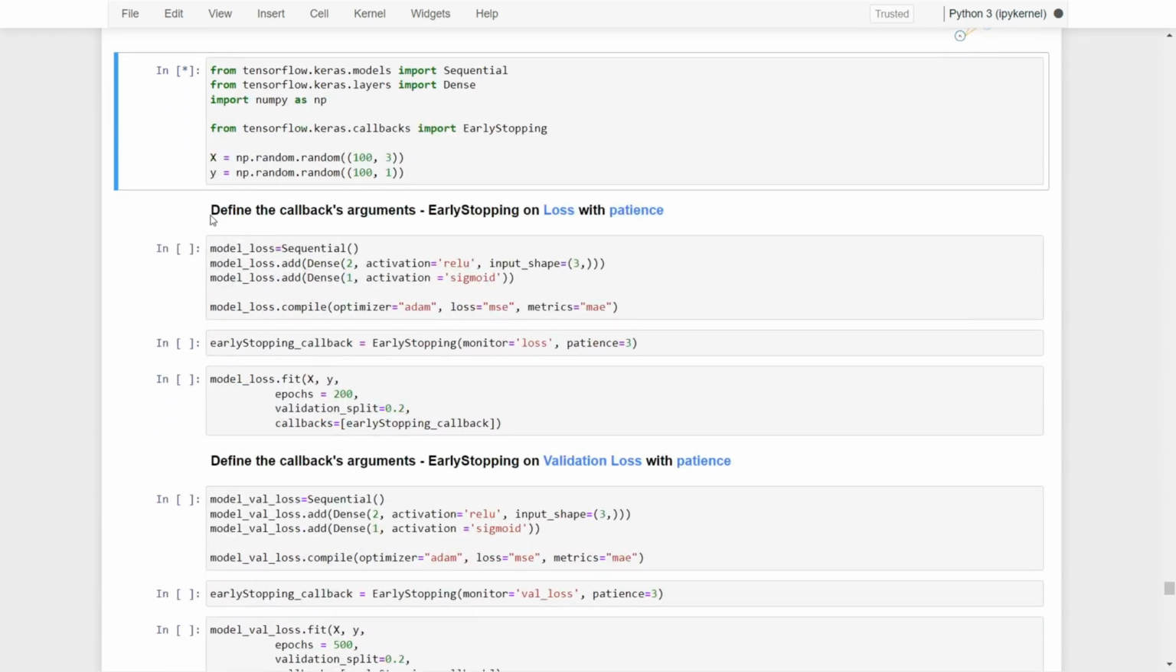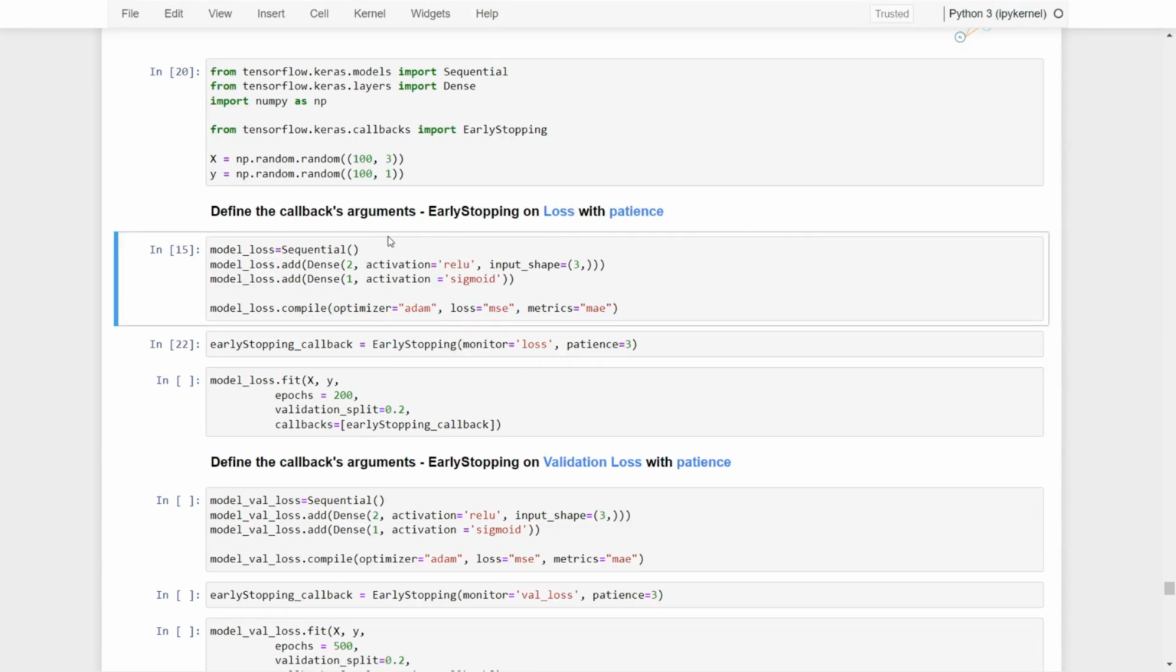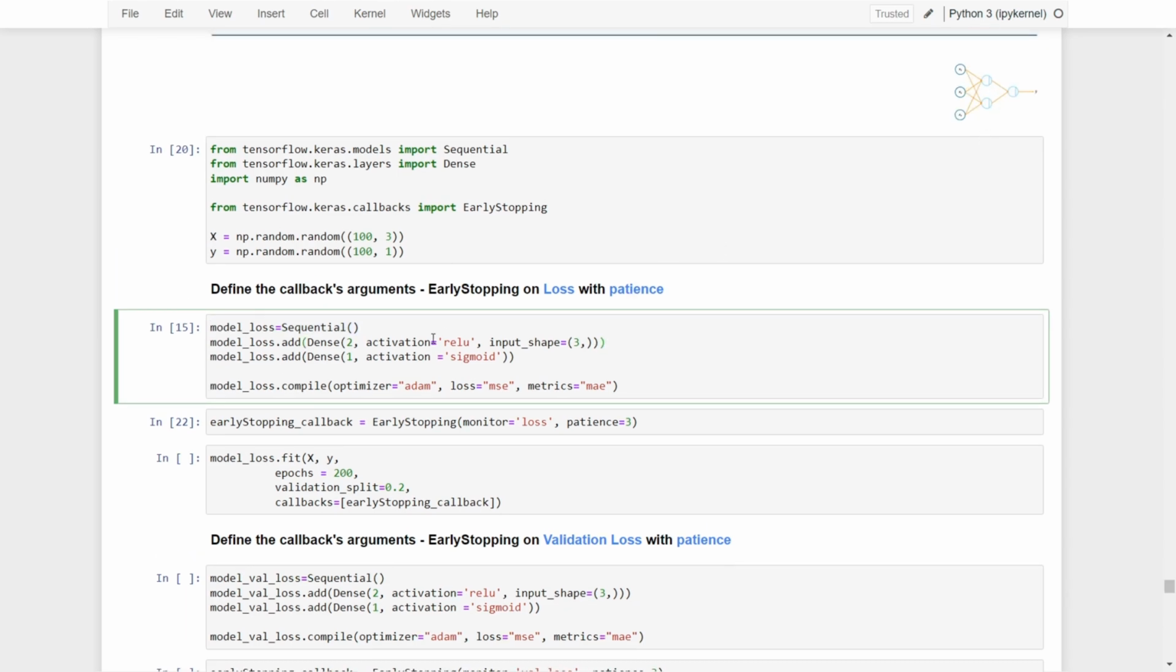Now we are ready to define the callback argument, that is the early stopping on loss with patience. Now we can configure the neural network. We use the Sequential function, and in the first layer we are going to have 2 neurons, and in the last layer we are going to have 1 neuron with their corresponding activation functions.